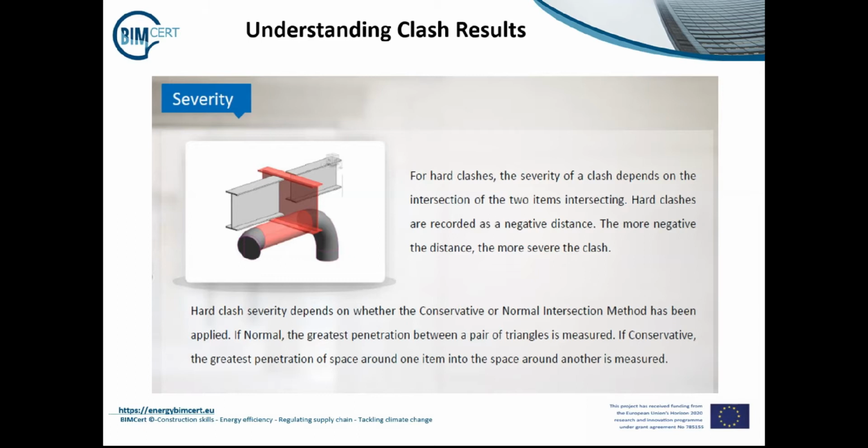Hard clash severity depends on whether the conservative or normal intersection method has been applied. If normal, the greatest penetration between a pair of triangles is measured. If conservative, the greatest penetration space around one item into the space around another is measured.